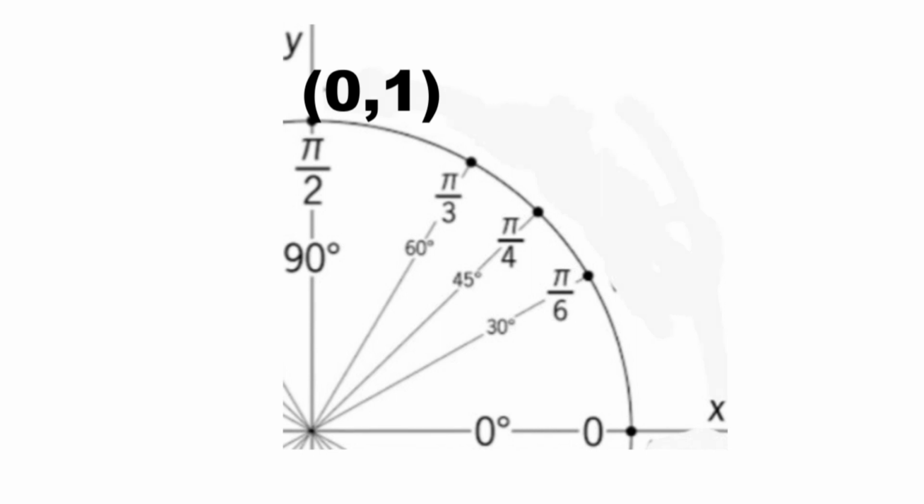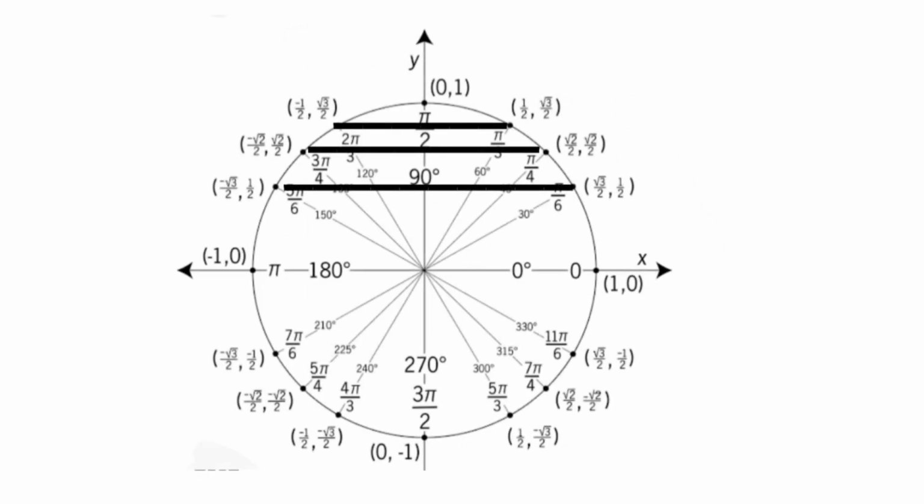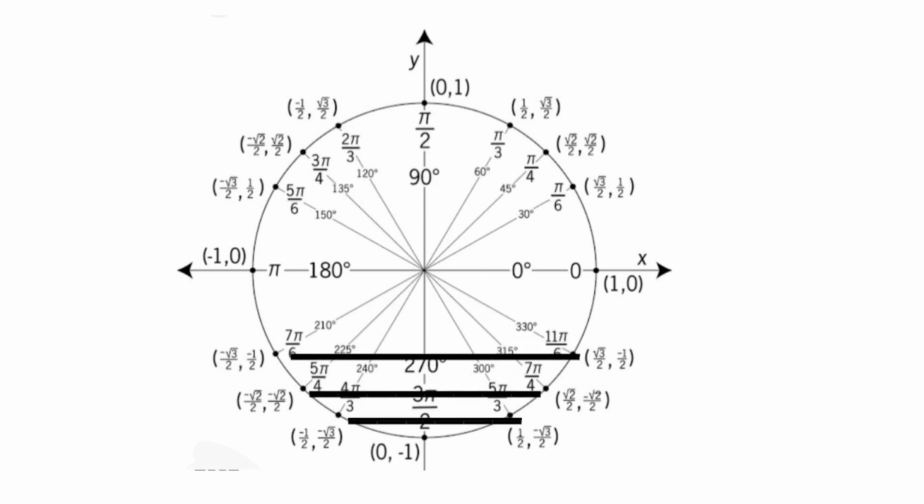This is in the first quadrant, and in all of the 4 quadrants only the signs differ. For the first quadrant, all are positive. In the second quadrant, negative and positive. For the third quadrant, all are negative. And in the fourth quadrant, it is positive and negative.